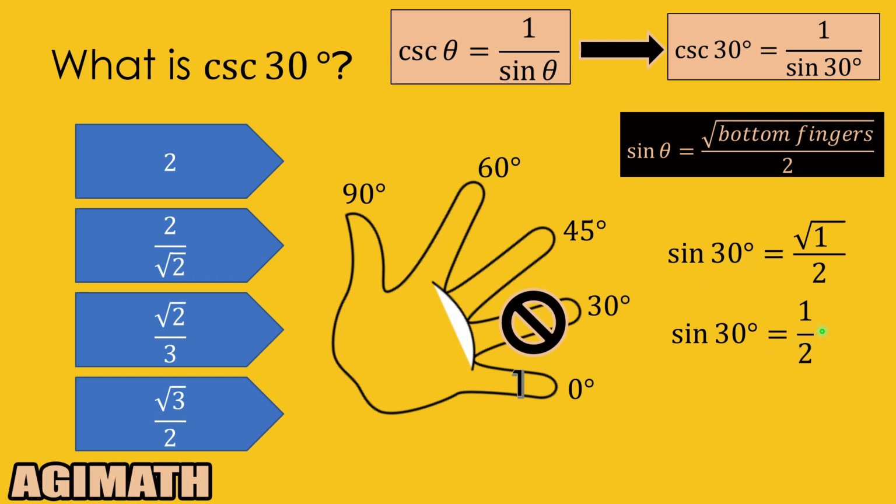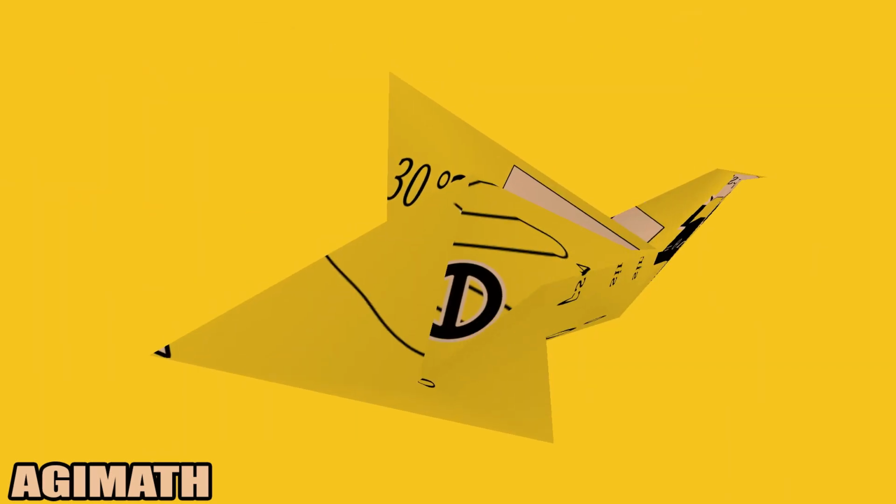But that is not the problem. The question is, what is cosecant 30? As I said earlier, after getting sine 30, we need to find the reciprocal. The reciprocal of 1 over 2 is 2 over 1, so that is equal to 2. Okay. Next problem.